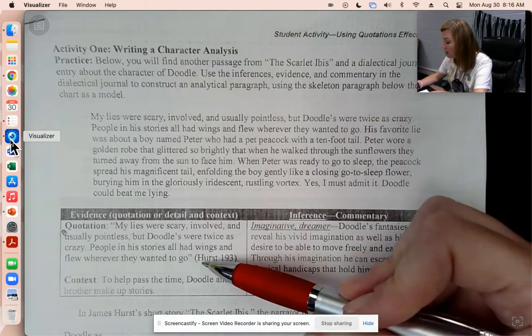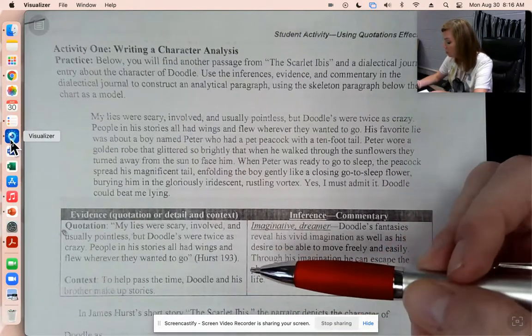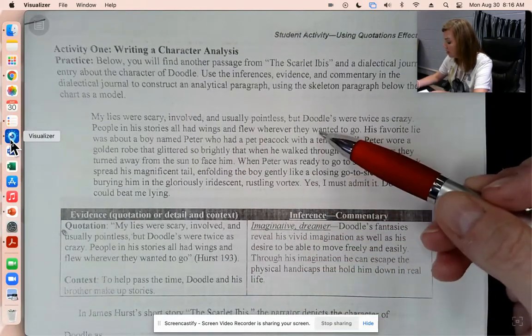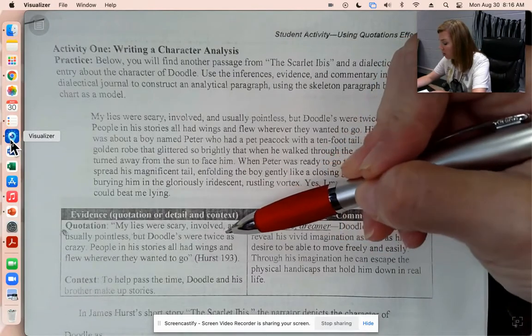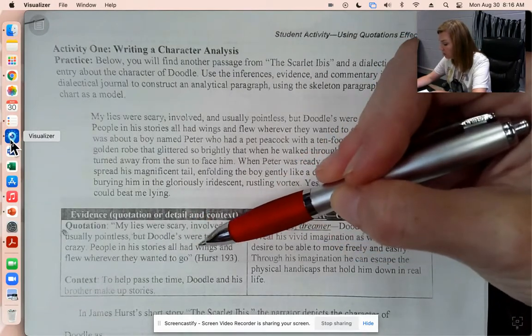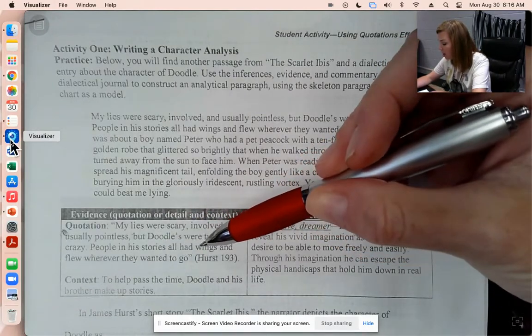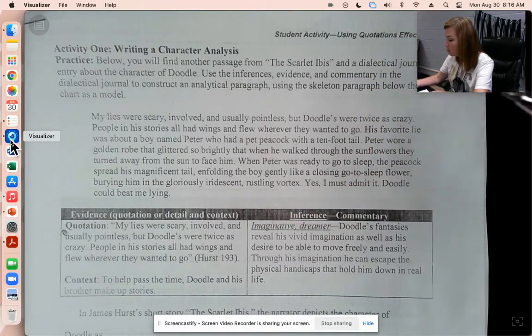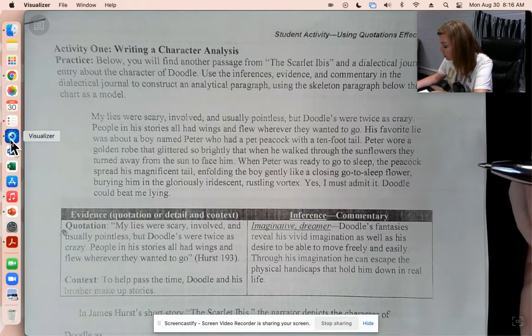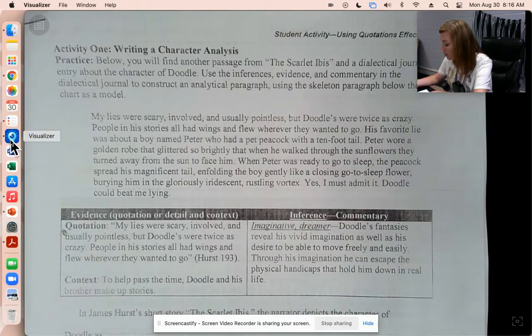Okay, now down here, the quote that they used, and we're going to underline it up here where they found it. It says, "My lies were scary, involved, and usually pointless, but Doodle's were twice as crazy. People in his stories all had wings and flew wherever they wanted to go." Underline that in the paragraph above. Find this sentence in the paragraph right up here and underline it.